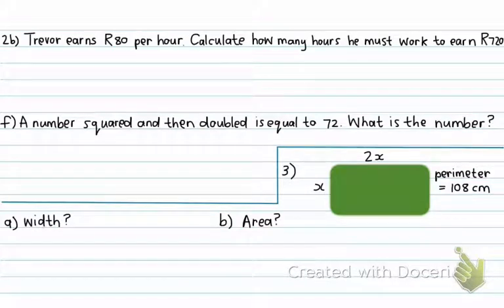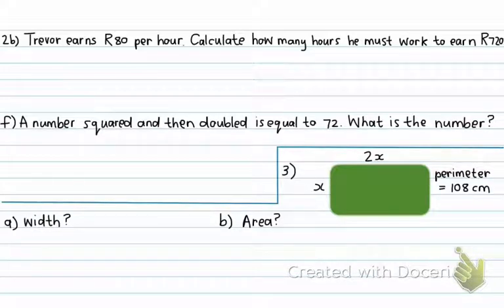Okay, and then at question 2b, we have a word sum. Trevor earns 80 Rand per hour and calculate how many hours he must work to earn 720 Rand. Okay, so we can write that as an equation.